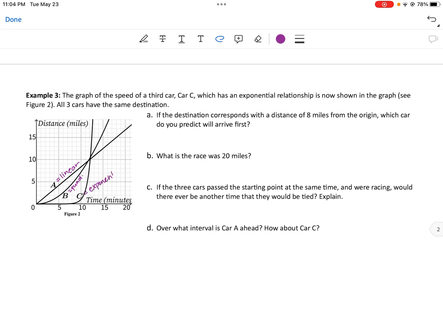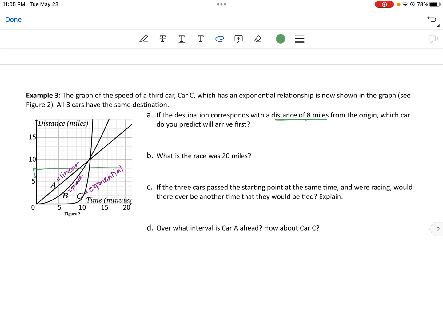I think this is really important. You'll start to see this. When you multiply by things, which is what's happening in an exponential equation, that is always the graph that will kind of overtake the other ones, assuming they're all like positive slopes, for example. So the exponential will always overtake the others because we are multiplying. So it says if the destination corresponds to the distance of 8 miles. Okay, so 8 miles is the distance. So notice here 5, 6, 7, 8.